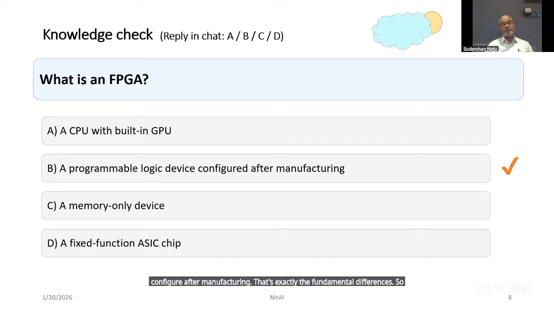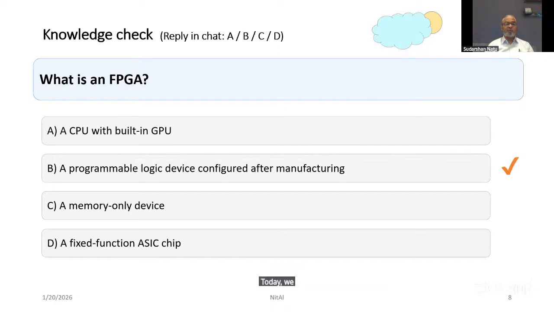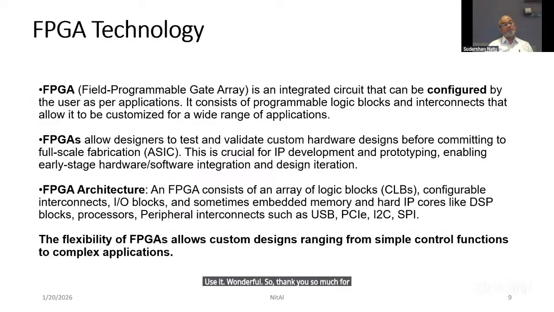Today we have got a lot of automation devices. So this fabric chip was designed in such a manner that it can remain programmable and it can be mass manufactured, so many people can actually use it. Wonderful. So thank you so much for your response.